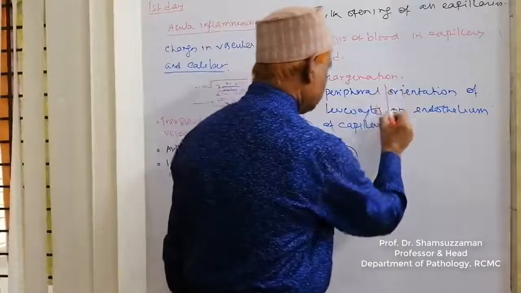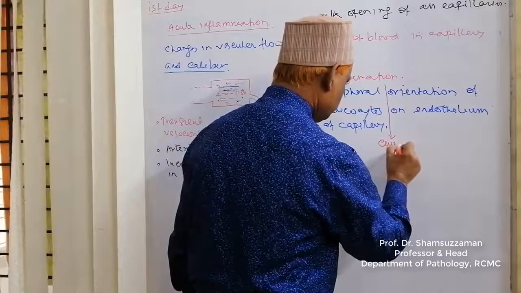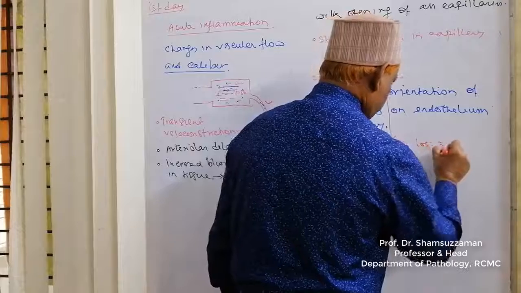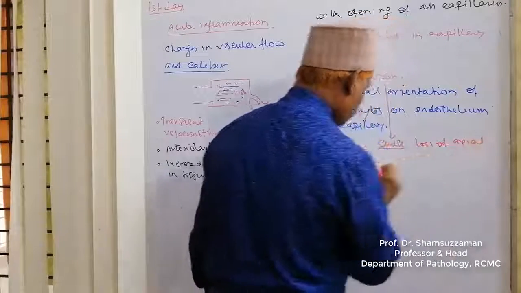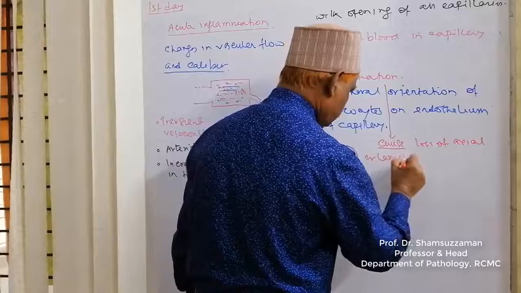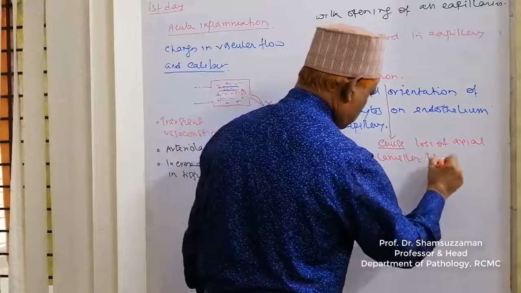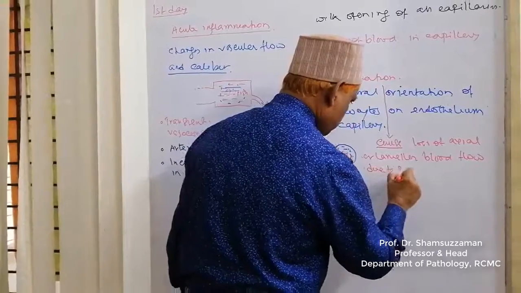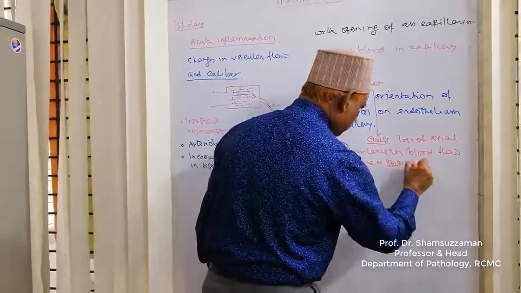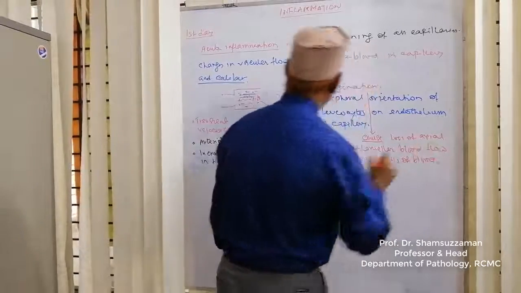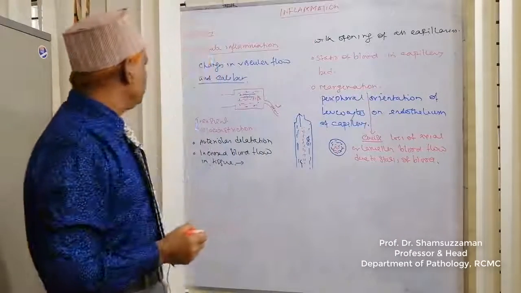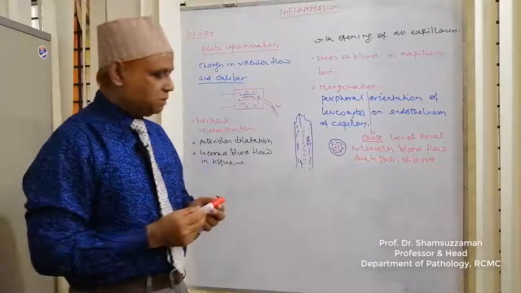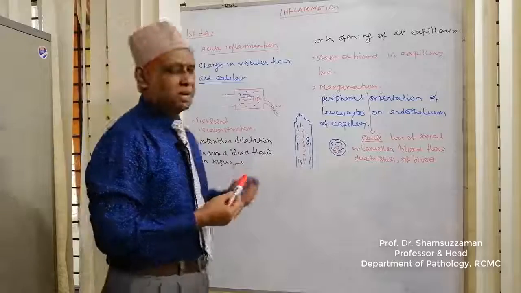What is the cause of margination? Loss of axial or lamellar blood flow due to stasis of blood. So these are the changes in vascular flow and caliber in acute inflammation, which are associated with the five cardinal signs.